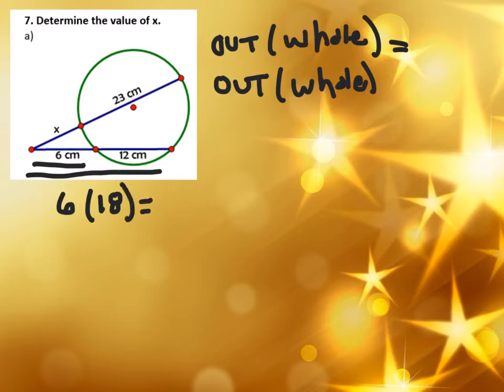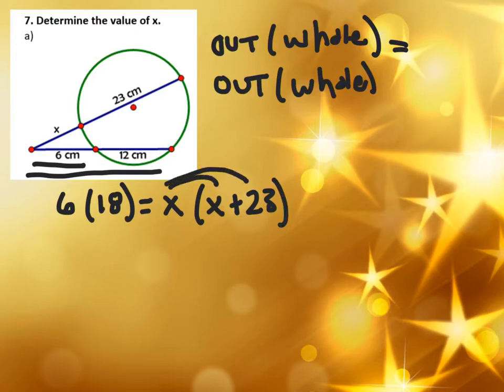Now on the other side, the outside is x and the whole is x plus 23. Why I've identified this one is that when you distribute in, you're going to get a value x squared over here. And on the other side you get 6 times 18, and so you get a total on that side of 108.